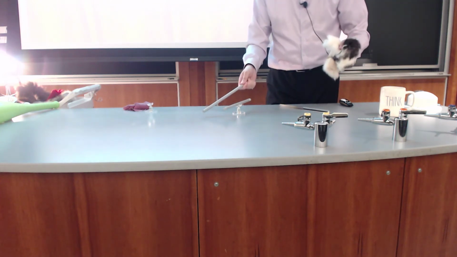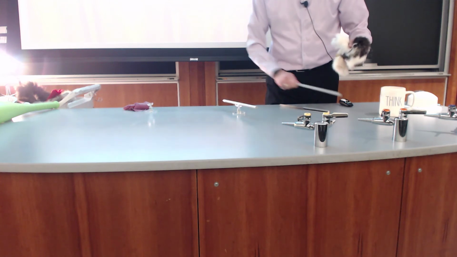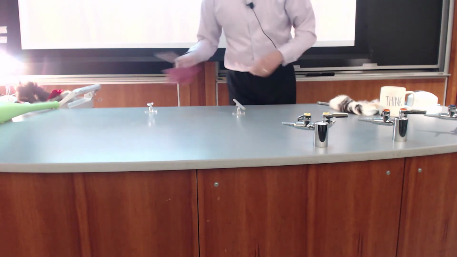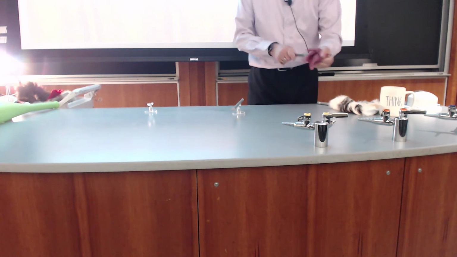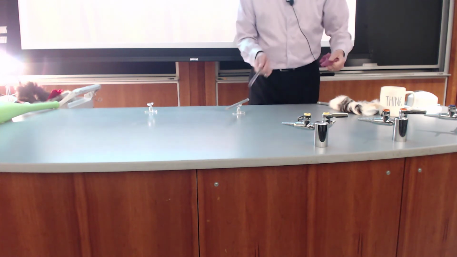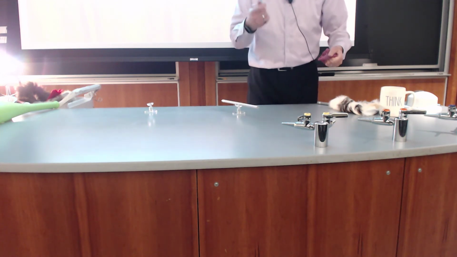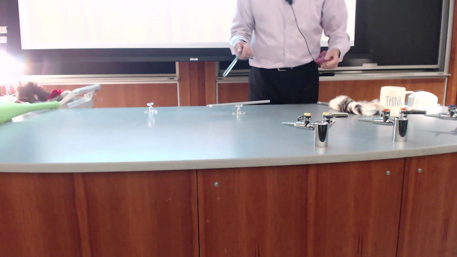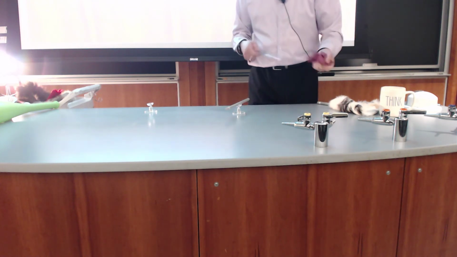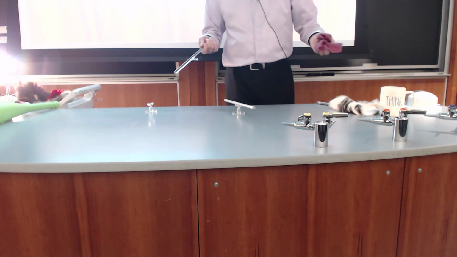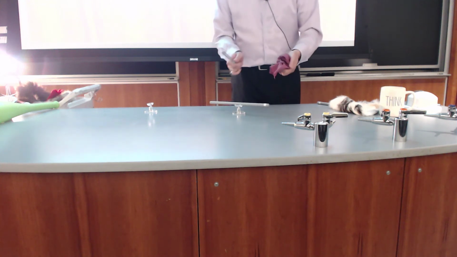See? What does it mean if they attract? It means this one cannot be negative anymore. If it had been negative, it would repel. But if it attracts, it's not negative. What's opposite to negative? Positive. So we say this glass rod now has become positively charged.